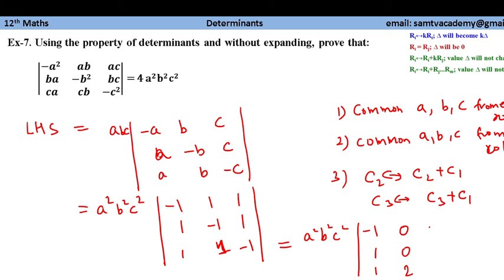Now if you expand it along this, it will be A square, B square, C square, and expanding along minus 1, this will come, so it will be 0 minus 4. So finally what we will get, minus minus gives positive, so 4 A square, B square, C square. So we have proved it to the right hand side, so hence proved.